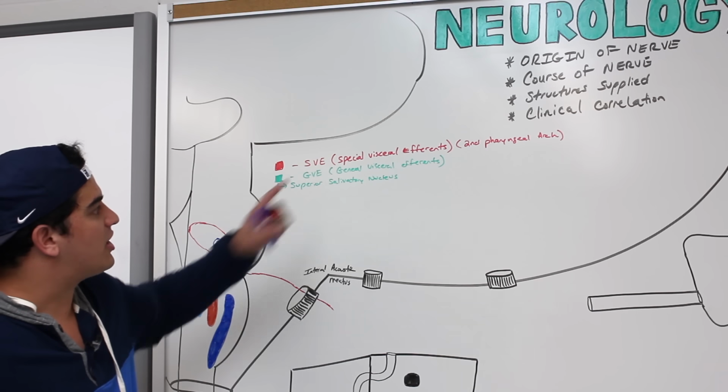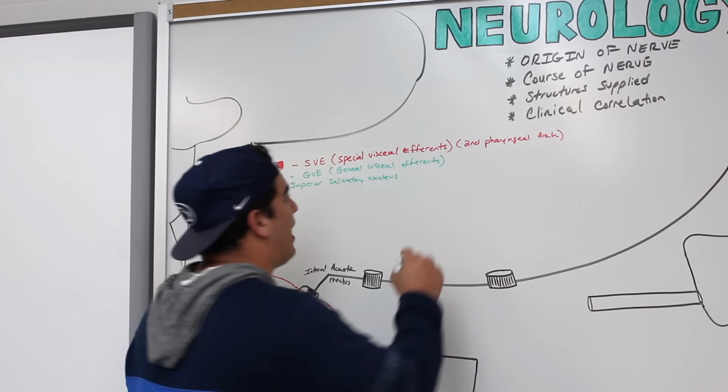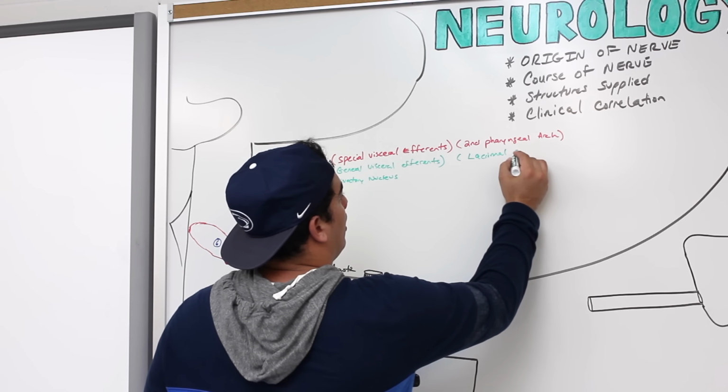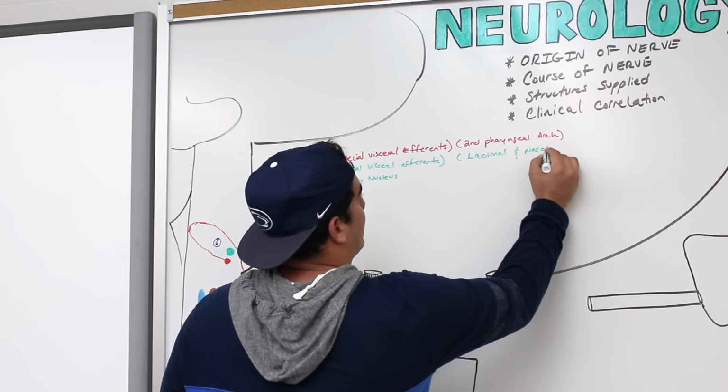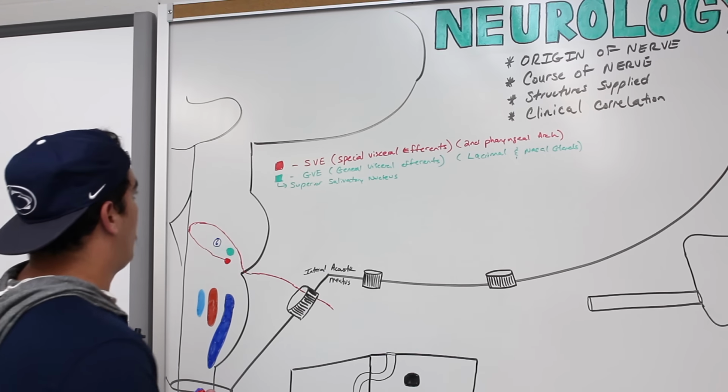Now, what is this going to go to? We'll talk about it in a second, but it's going to specifically be going to the lacrimal glands and the nasal glands, and then also a little bit to the palatine glands. But the main ones are going to be lacrimal and nasal glands, and you guys will see when we go through the greater petrosal nerve and its different parts, right?